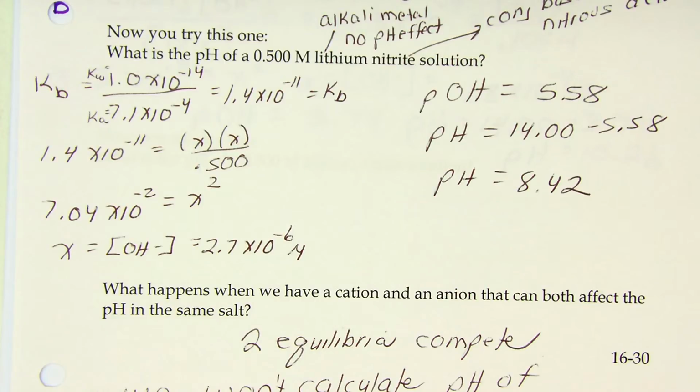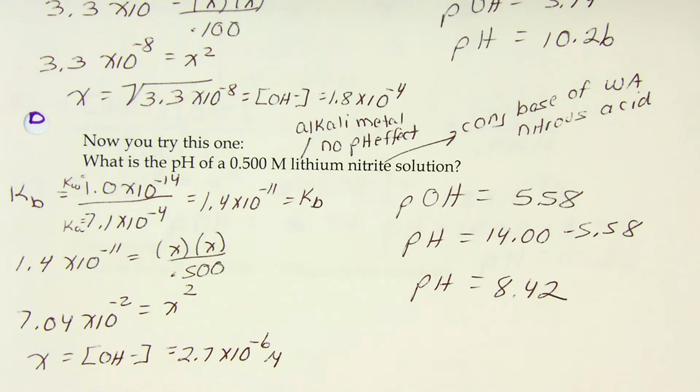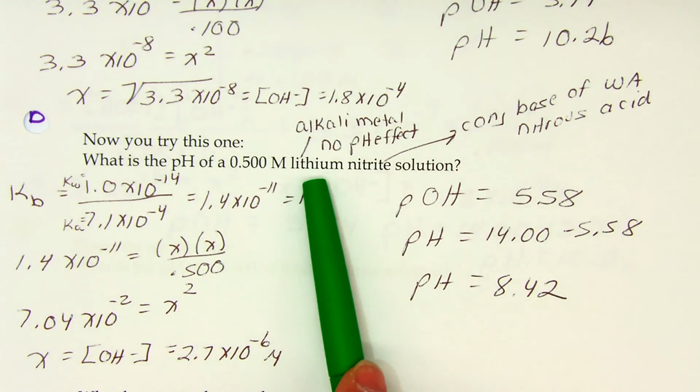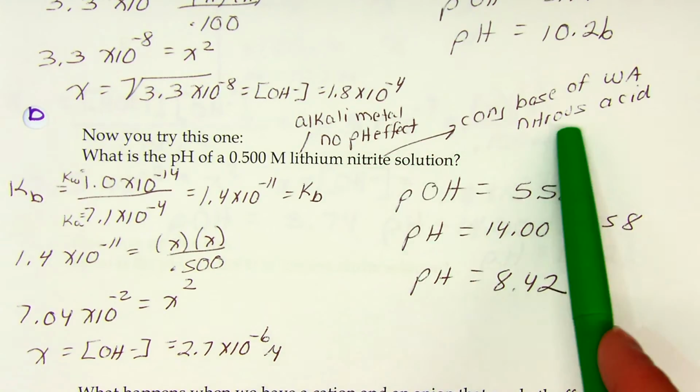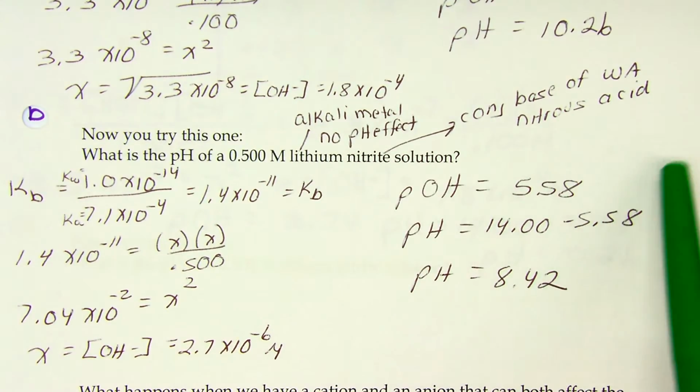Okay, so if we look at this, everyone has the same correct answer across the board. And we're looking at the chemistry that's going on: the nitrite is the pH active species. So when we look at lithium nitrite, it dissociates. Lithium's an alkali metal, so it has no pH activity. And nitrite is the conjugate base of the weak acid, nitrous acid.